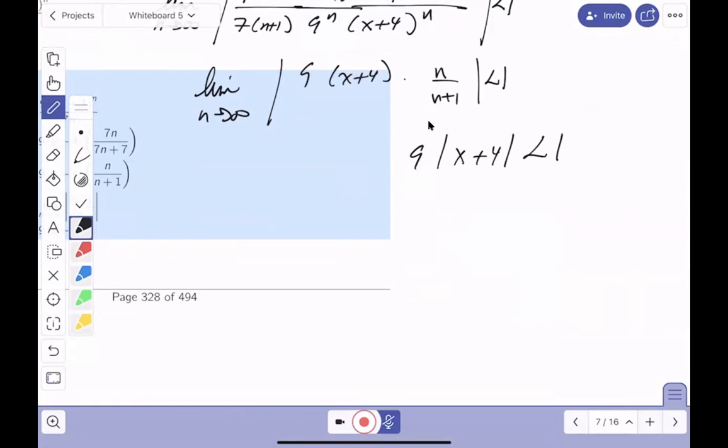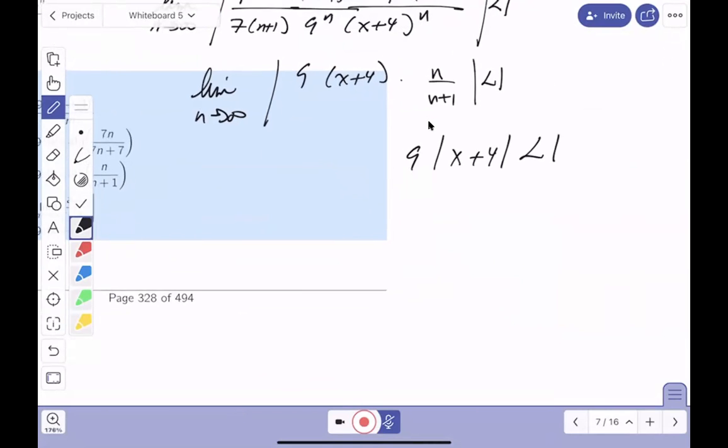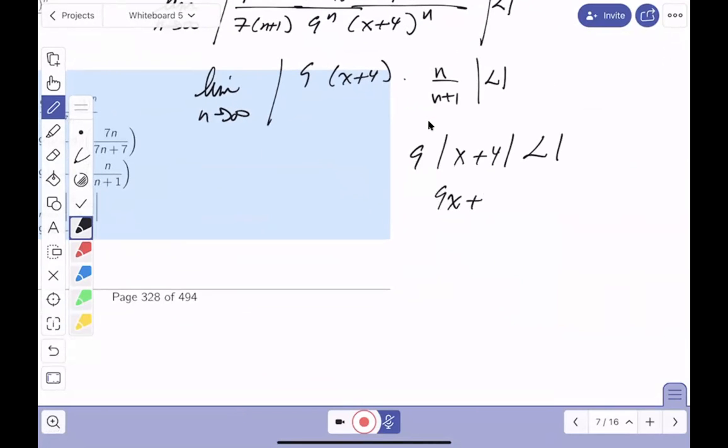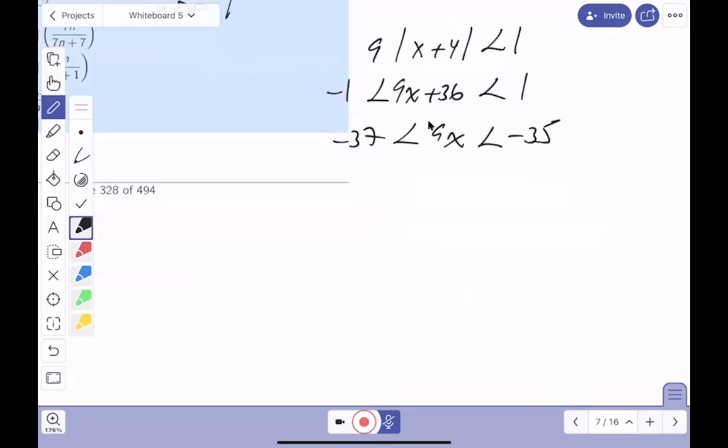So let's see if we can do this. And I'm going to do this a little different this time. I'm going to say 9x plus 36 is between 1 and minus 1. And that means 9x minus 37. And let's see, that would be minus 35, right? And again, I'm not beyond making mistakes. This is minus 37 ninths. And this is minus 35 ninths.